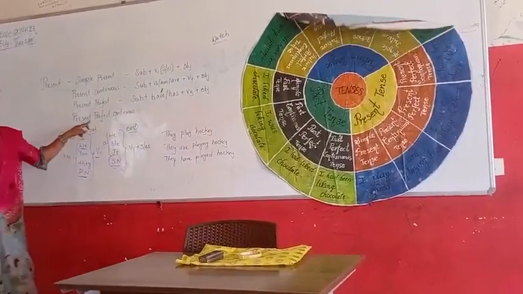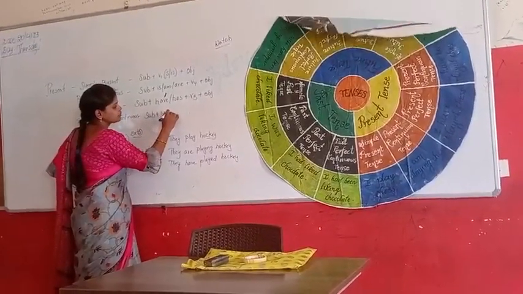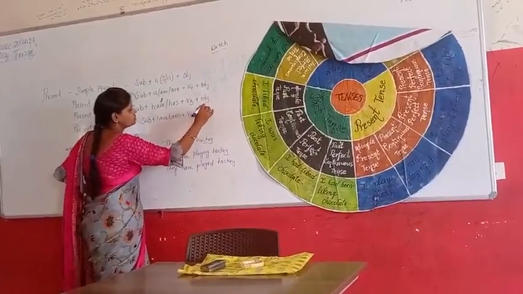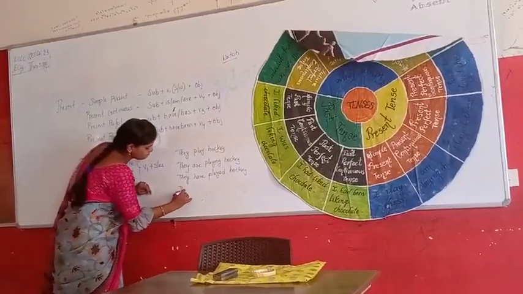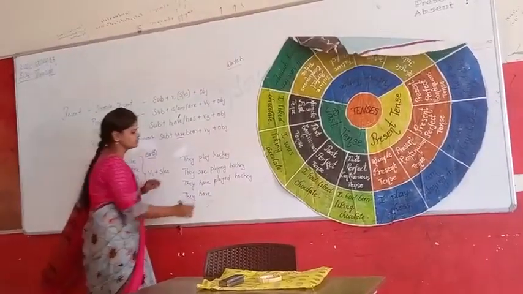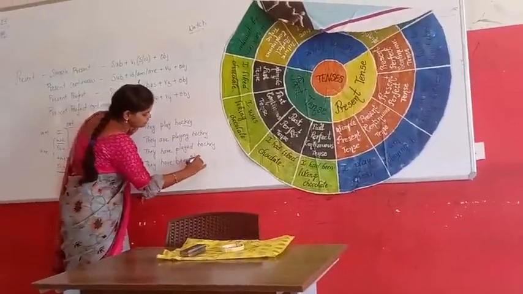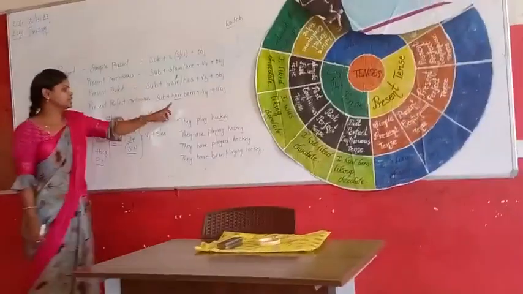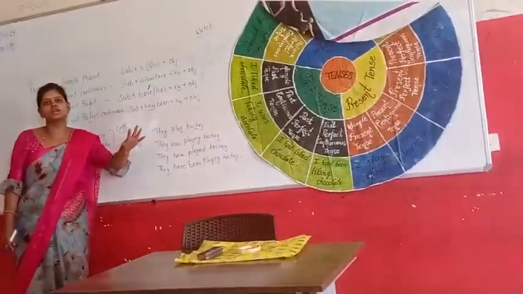And last is present perfect continuous. The structure is subject plus have been or has been plus V4 plus object. Here the subject is they. Here we should not use has, only we should use have. Been, and V4 is playing. If it is he, she, it, also we should use she have been. We should not use she has been.